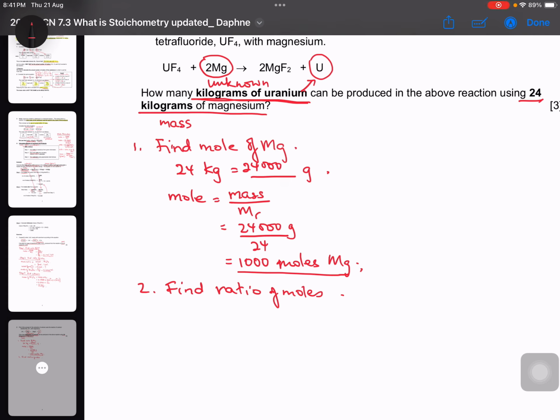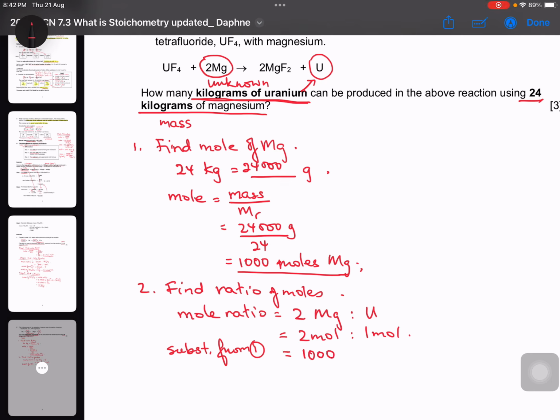Okay, so this is now how it should be. So mole ratio will be equals to 2 Mg is to 1 U. This is from the equation, all right? Which means it's 2 mole is to 1 mole. Now you substitute from part 1. Magnesium is actually 1,000, so this is 1,000 mole.